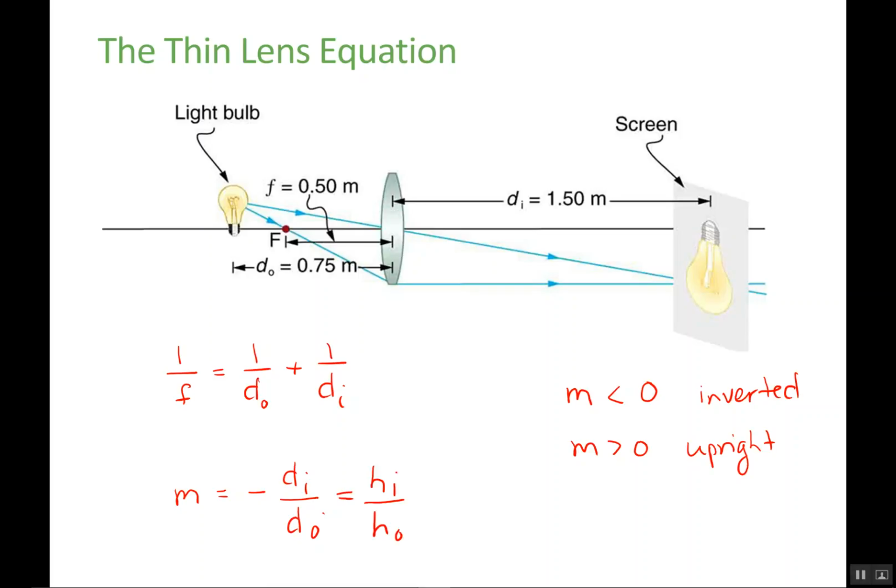Another way to calculate magnification is the ratio of the height of the image divided by the height of the object. In this case, the height of the image would be negative because it's inverted, and the height of the object would be positive. So you would get the same value using either of these forms for the magnification equation. Finally, let's talk about the magnitude of the magnification. If the magnitude of the magnification is greater than 1, which would be the situation for what's pictured here, then the image is bigger than the object from which it is formed. If the magnitude of the magnification is less than 1, then the image is smaller than the object.